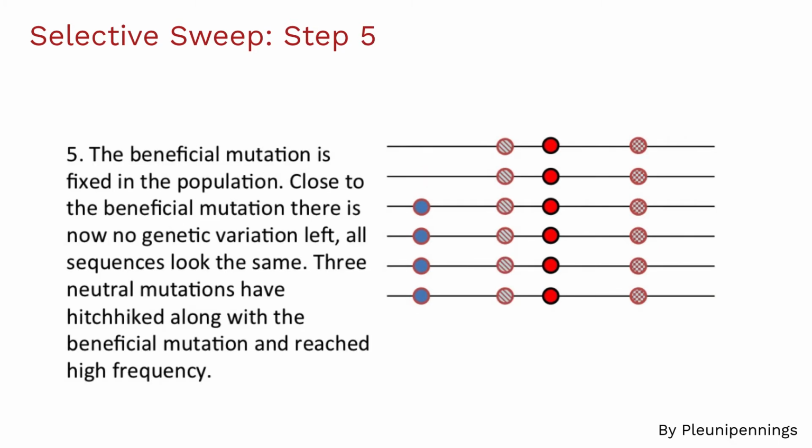So ultimately, after many generations, the beneficial mutation is beneficial enough that it becomes fixed in the population, meaning everyone has it. And because those other neutral variants came along for the ride, there's little or no genetic variation in the population at this location, and for the genomic region around it, everyone looks exactly the same. So in this little toy example, 3 neutral mutations have hitchhiked along and reached high frequency along with the red beneficial mutation.